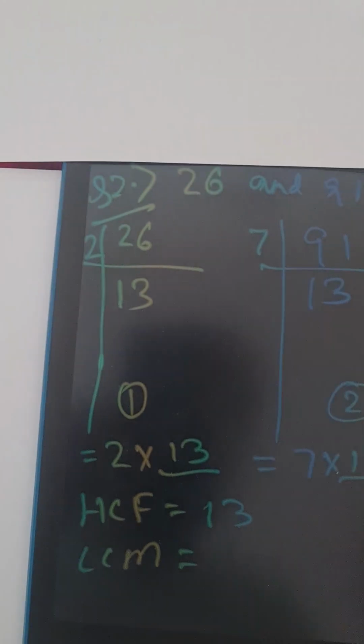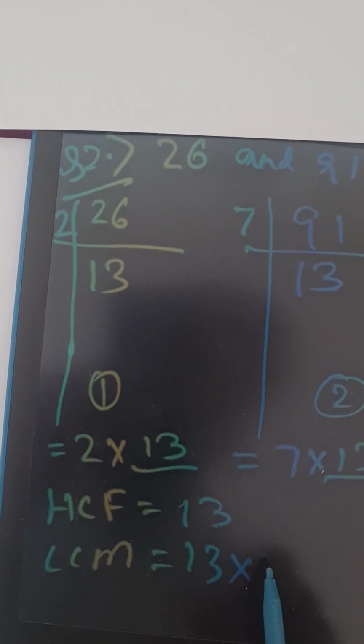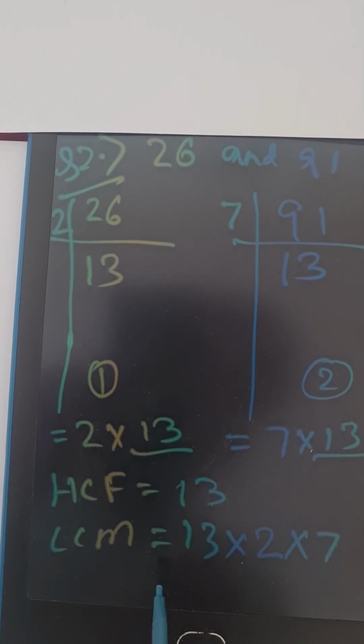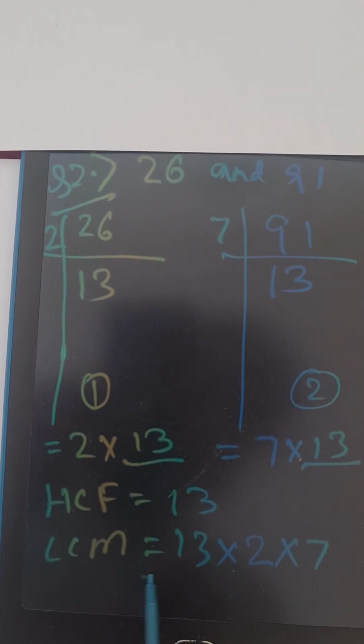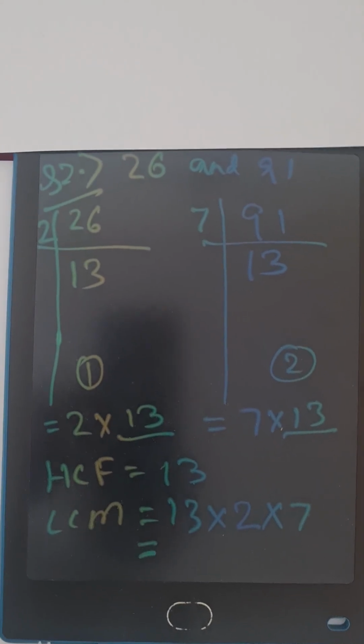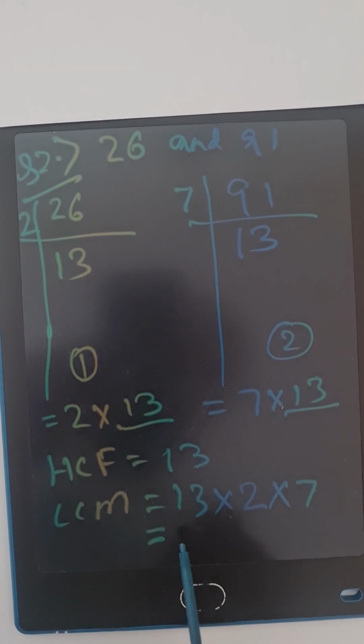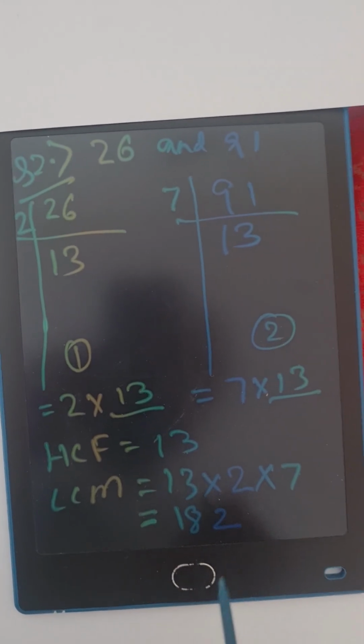And LCM, all the numbers possible. So 13 is one number common to both. Then there is 2 and 7. So LCM should be 13 into 2 into 7, which is 26 into 7, 182.